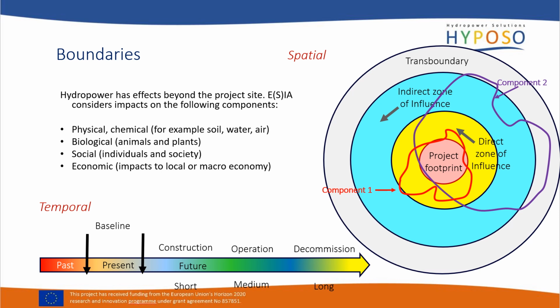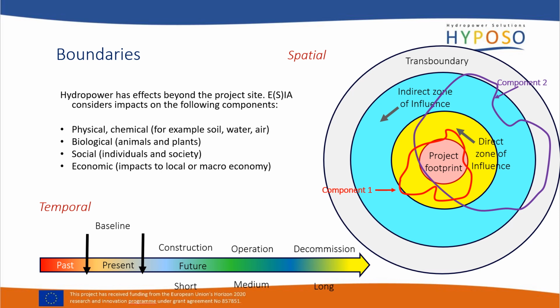There are different components of the environment that might be affected, and all of them react in different ways. Also, all of them have different needs, especially the biological and social components. So if we think on how the project affects its environment, we have different zones. The area where the project is located is the footprint of the project.